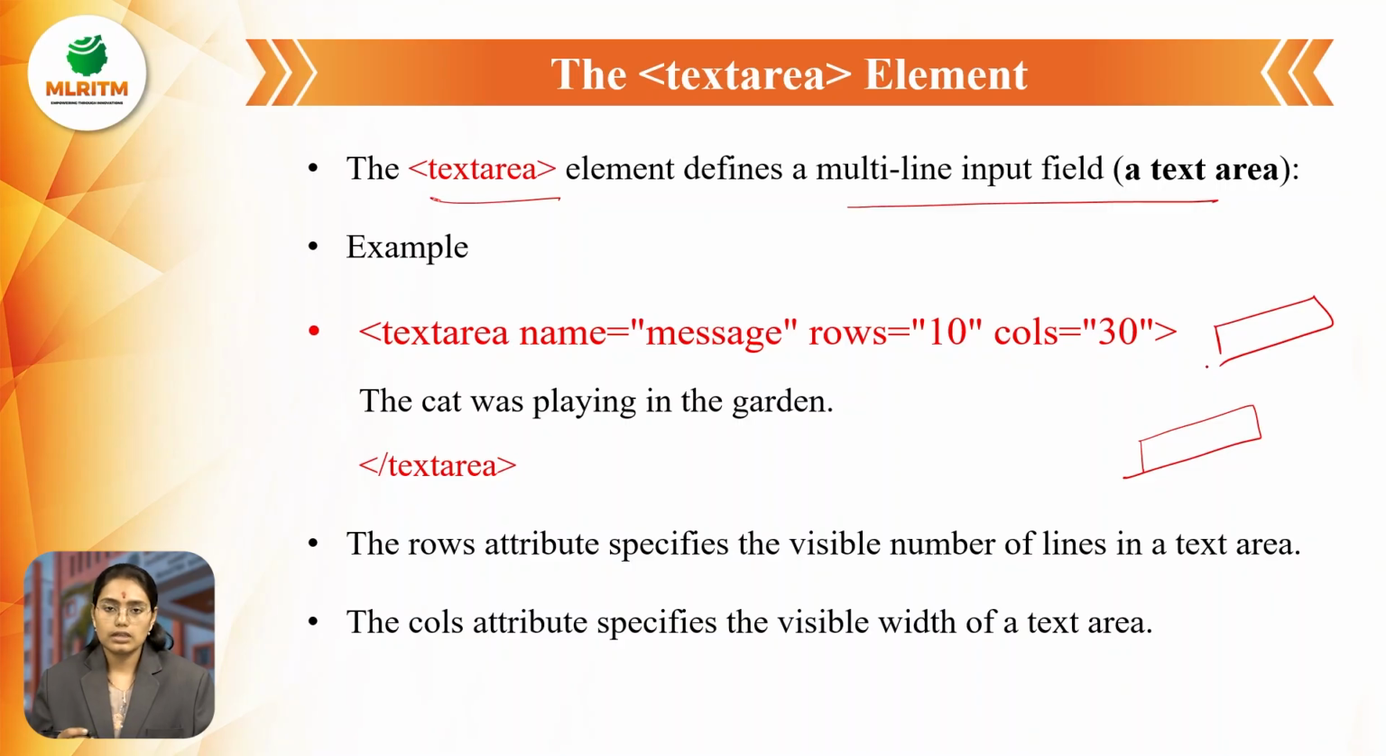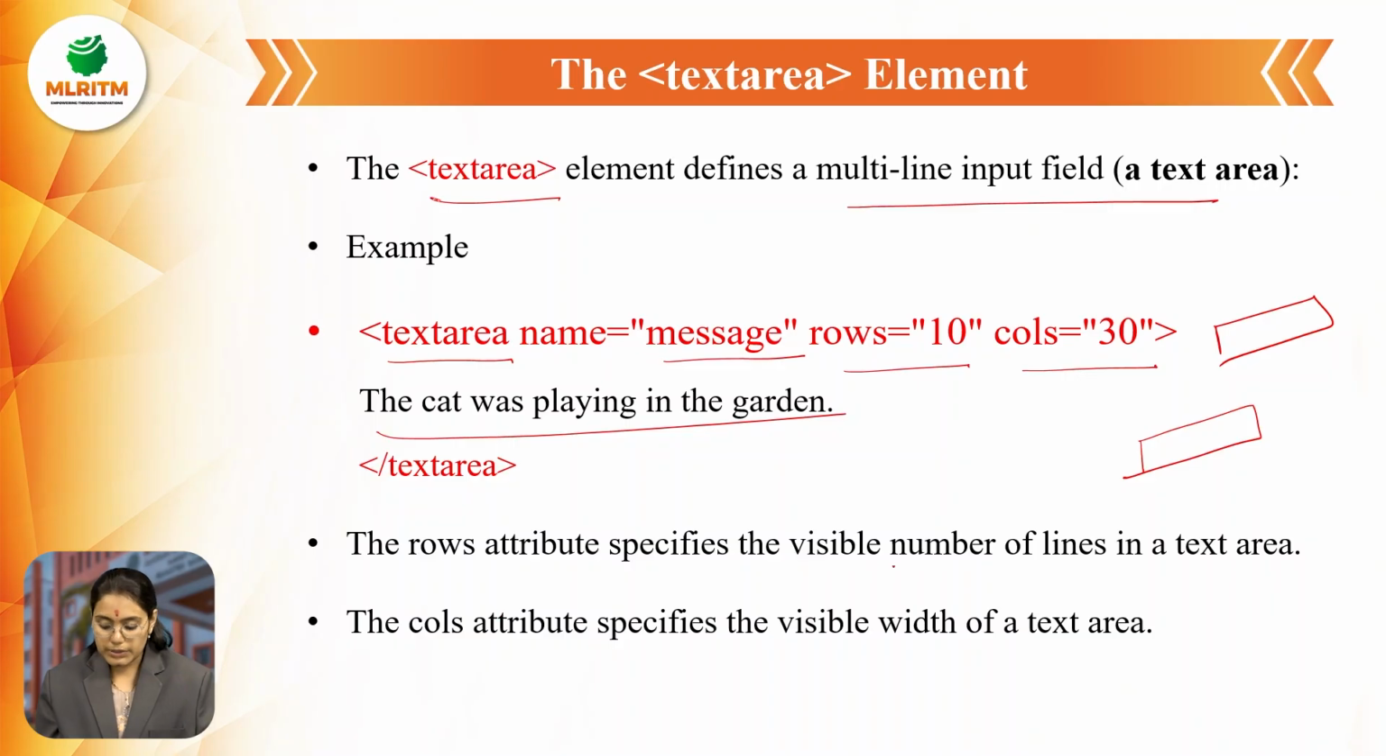We want a single line content text we will use. Using an example, let's see. Text area name equal to message and number of rows, like how many rows and columns you want to write your text. So you should mention that rows equal to 10 and columns equal to 30. So let's write some text: The cat was playing in the garden. Now let's close the text area.